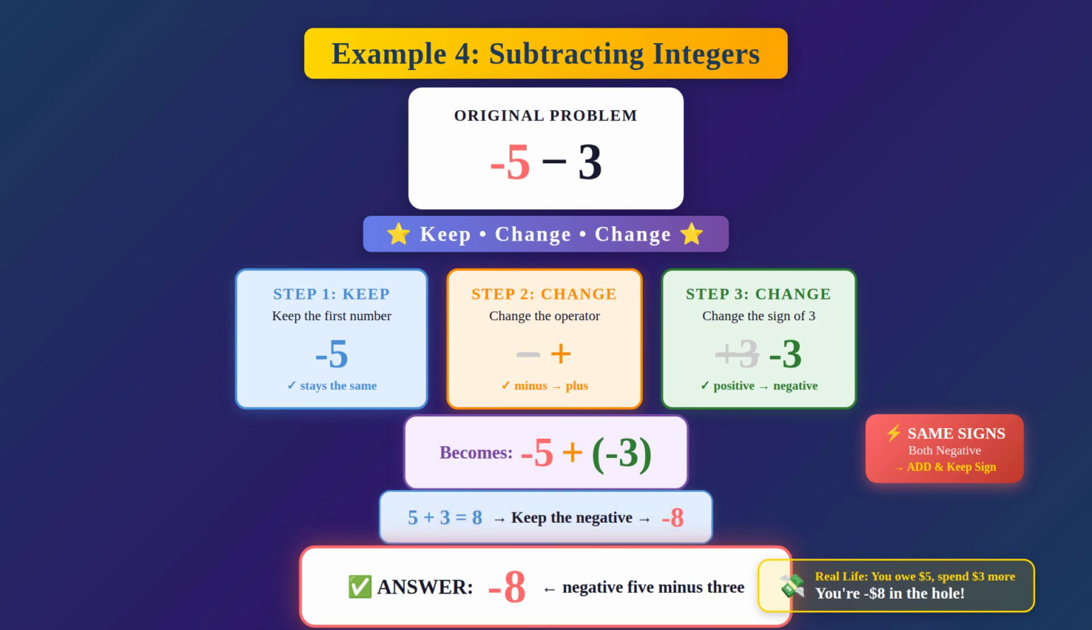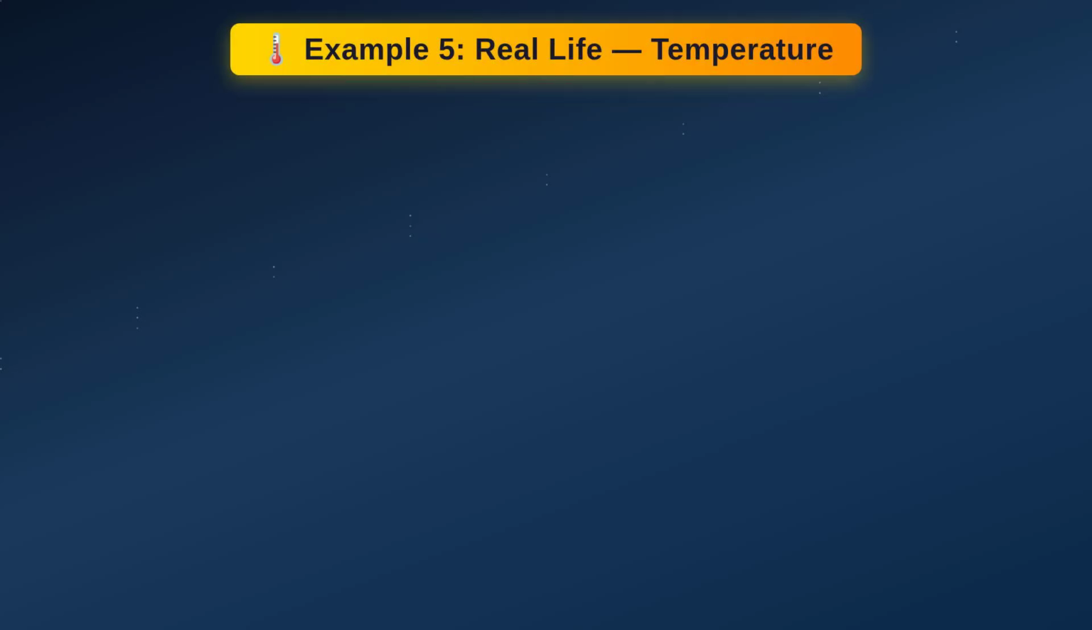Think of it like this. You already owe $5, and now you spend $3 more. You're $8 in the hole. Negative 5 minus 3 equals negative 8. You're getting really good at this.